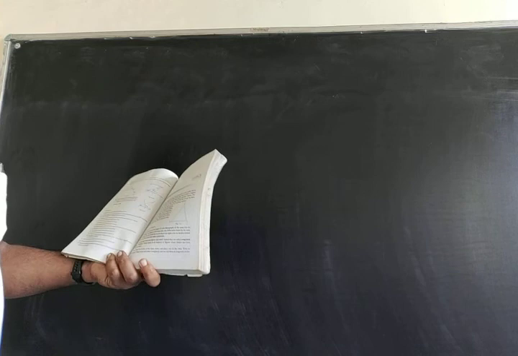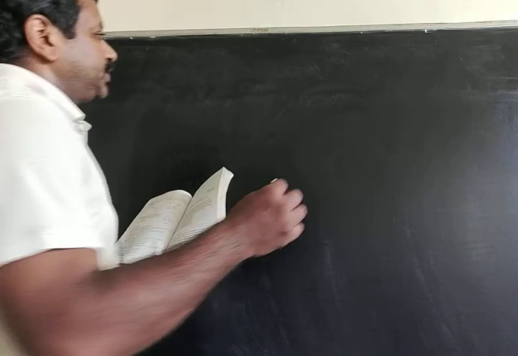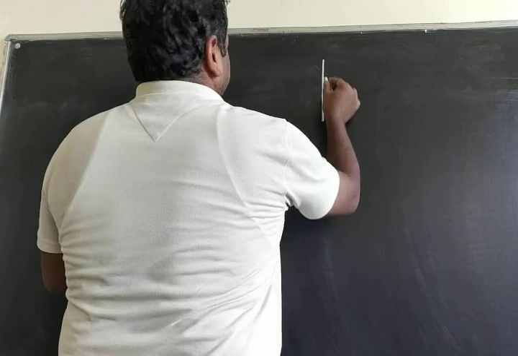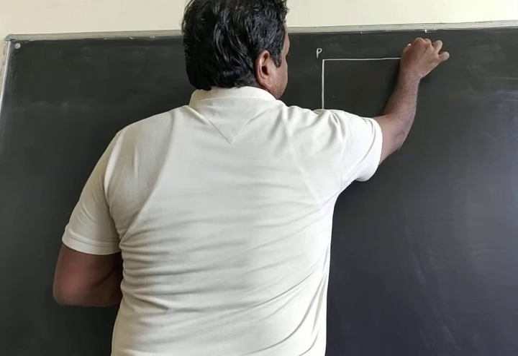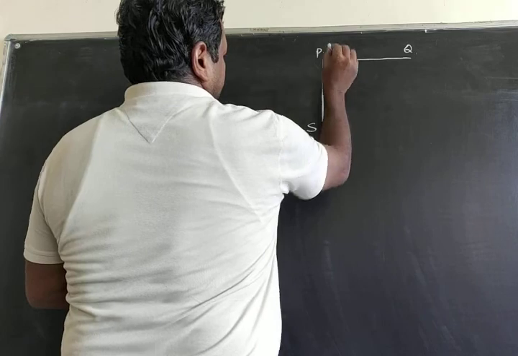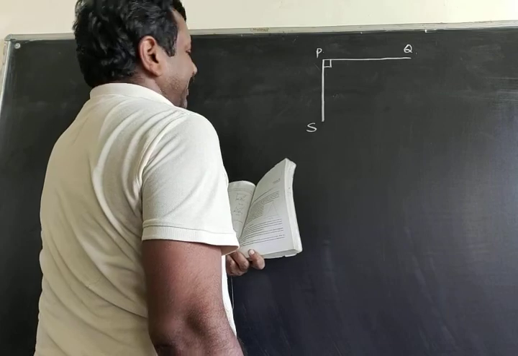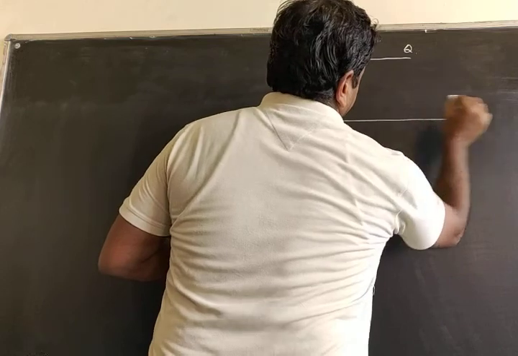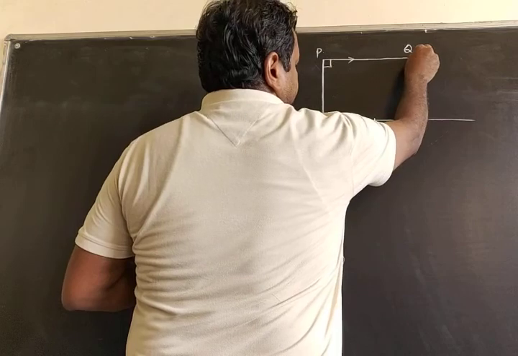So let us start question number 5. In figure 6.43, PQ is perpendicular to PS. So the picture is given. This is PQ and this is PS, and they are perpendicular. PQ is parallel to SR also. So here it is SR. So these two lines are parallel.